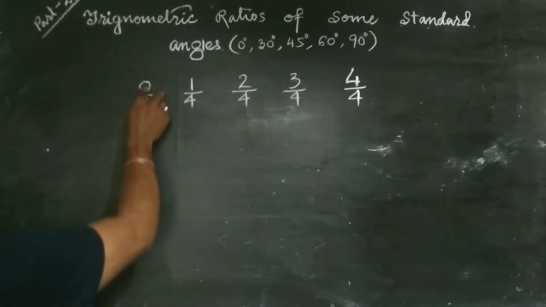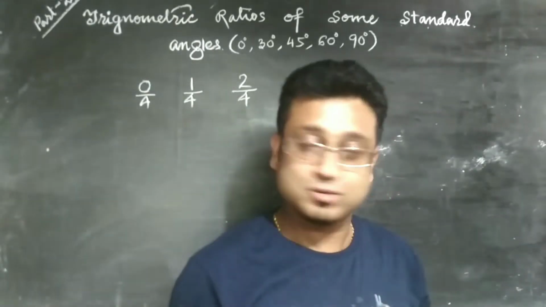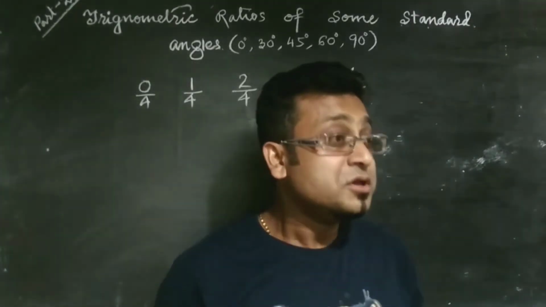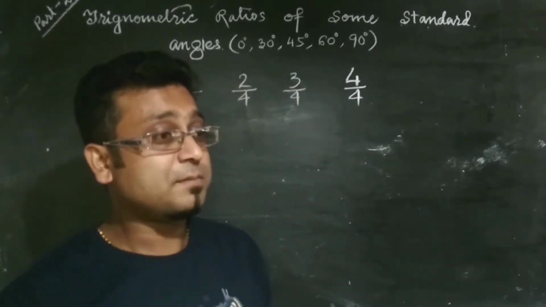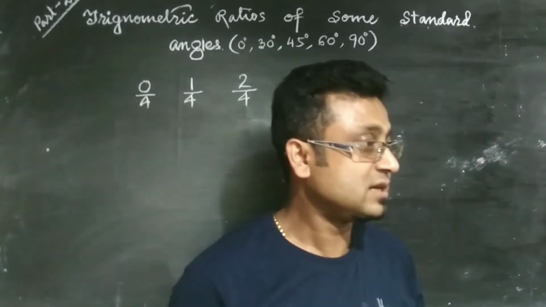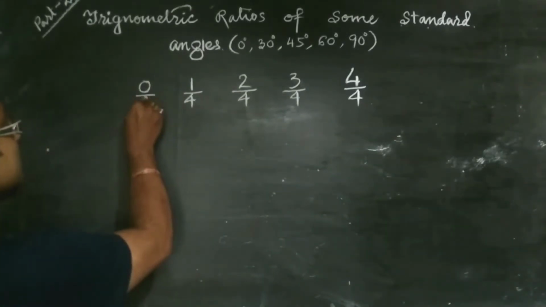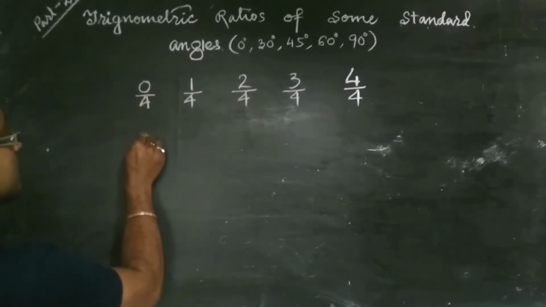0 by 4. 0 divided by 4 क्या होगा? 1? No. 4? No. 0 divided by 4. तुम्हारे पास 0 marbles हैं, and you are dividing by 4. How many will you get? Nothing. That means 0. Whenever 0 is divided by any number, you are going to get 0.